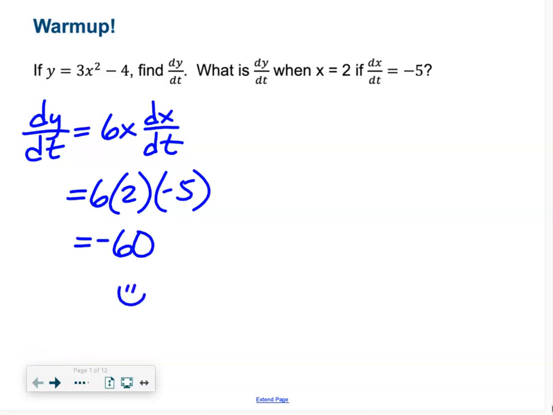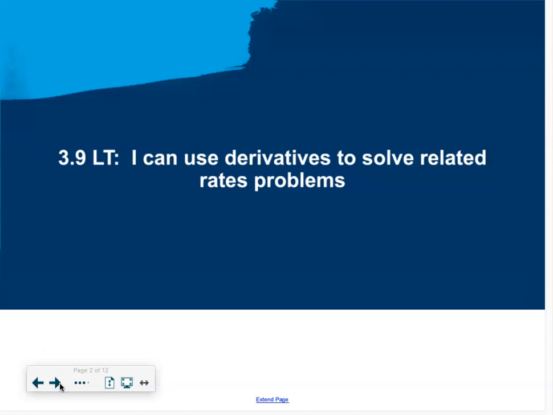All right. Today is another day of applications. It's a fun day. Section 3.9, if you want to give it a simple name, you can call it related rates. Related rates.